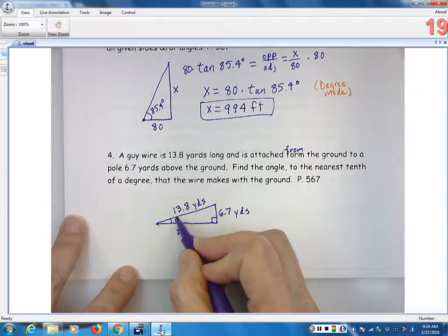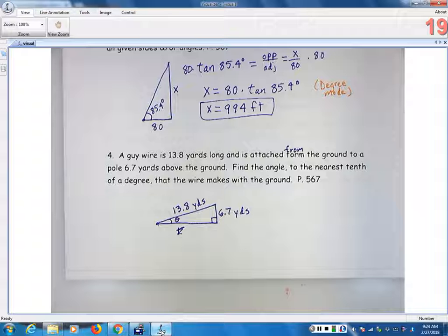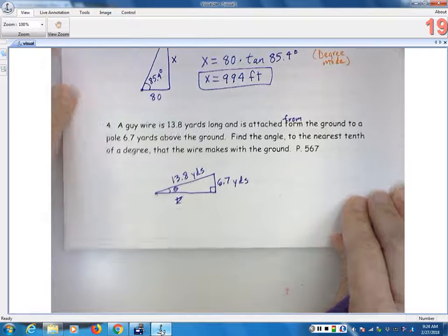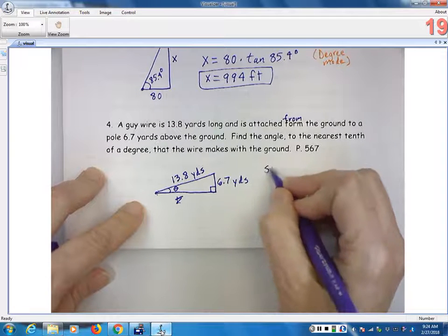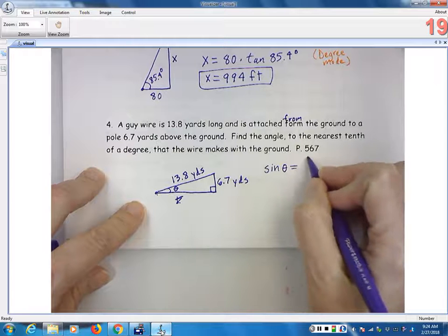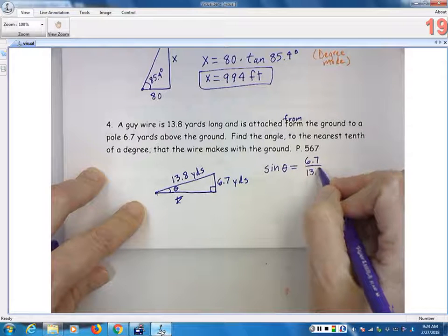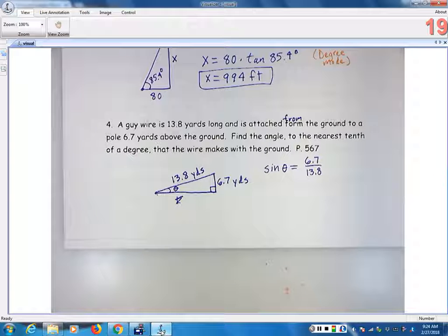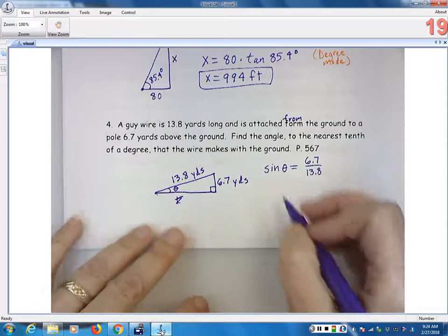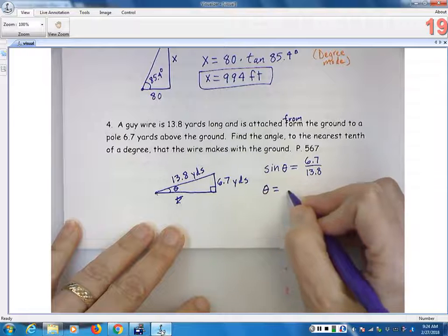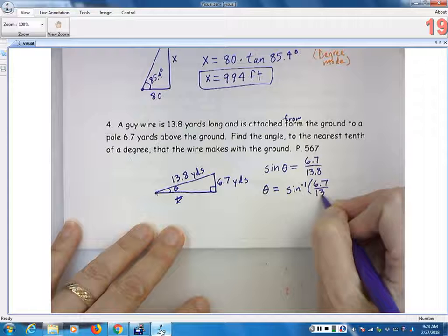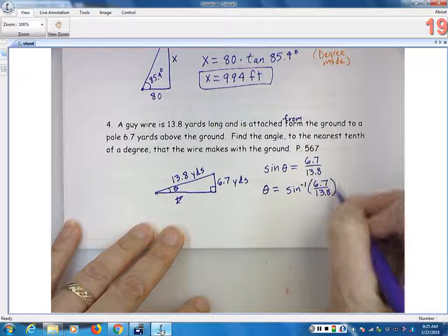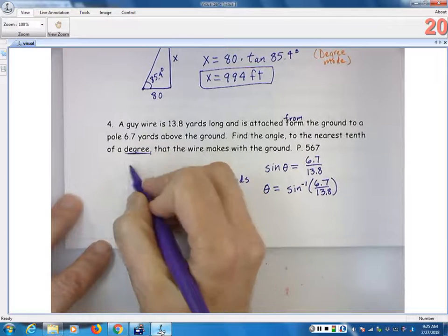They could have said find the angle of elevation, but they just said this, so that's theta. So we need to find an angle. What function is this? Opposite over hypotenuse, that's sine. So sine theta equals 6.7 over 13.8. And now that means that theta equals inverse sine of 6.7 over 13.8. And we want degrees, so make sure your mode is in degrees.